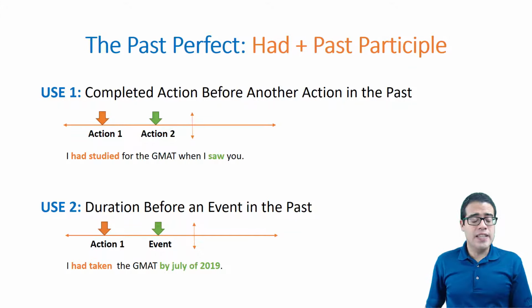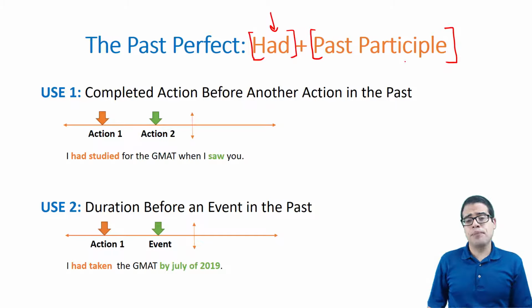Okay, so remember the past perfect is one of the most challenging concepts within verbs. So you really need to review this concept. And as we mentioned in the theory, the past perfect is made up by the auxiliary had plus a past participle. Okay, so we have two common uses of the past perfect.